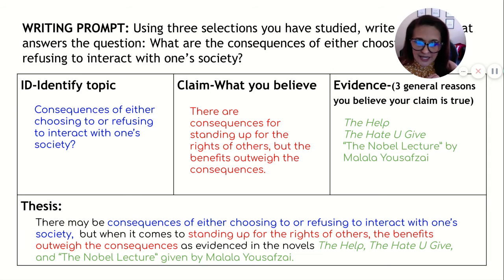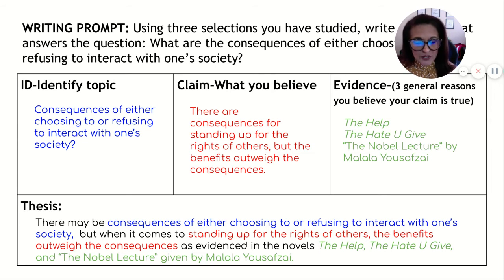So the final thesis that I've come up with is there may be consequences of either choosing to or refusing to interact with one society, but when it comes to standing up for the rights of others, the benefits outweigh the consequences, as evidenced in the novels The Help, The Hate U Give, and the Nobel Lecture given by Malala Yousafzai. That would be a really strong thesis statement because I know what my claim is, I know what my topic is, and I know what evidence I should expect to read about in the 3 body paragraphs.